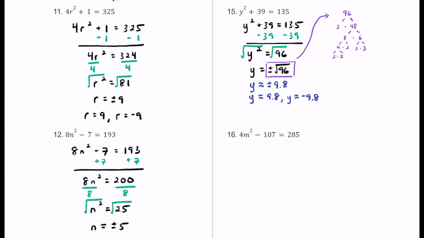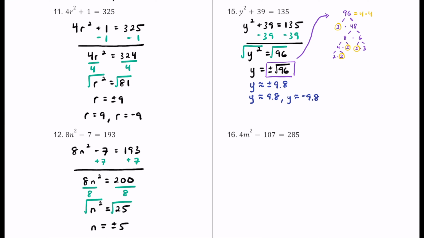So these are all the prime factors of 96, okay? And let's see if we can find some perfect squares. So matching up this 2 and this 2, that makes a 4, that's a perfect square. Matching another 2 with another 2, that's another perfect square, so that's going to be another 4. Okay.